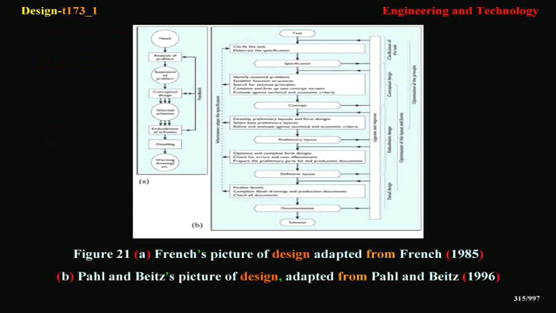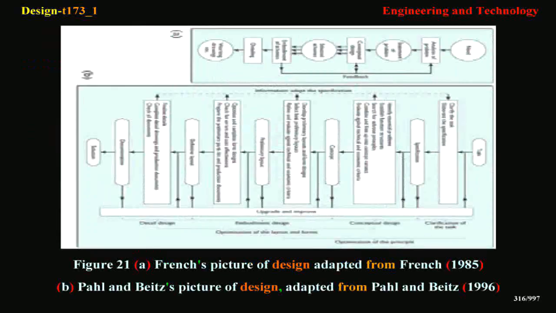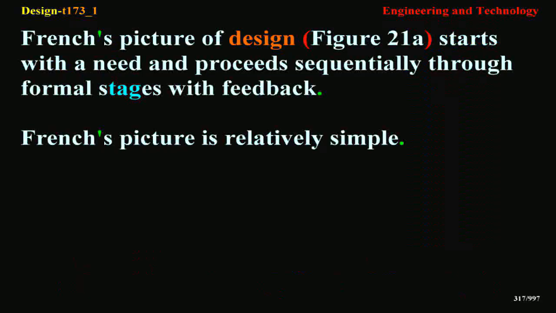Figure 21 A: French's picture of design, adapted from French 1985. B: Paul and Beitz's picture of design, adapted from Paul and Beitz 1996. French's picture of design, Figure 21 A, starts with a need and proceeds sequentially through formal stages with feedback. French's picture is relatively simple.